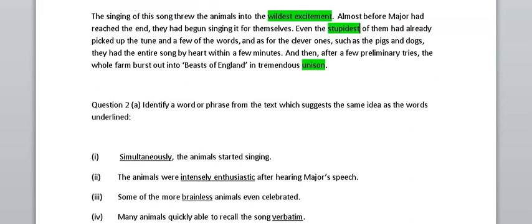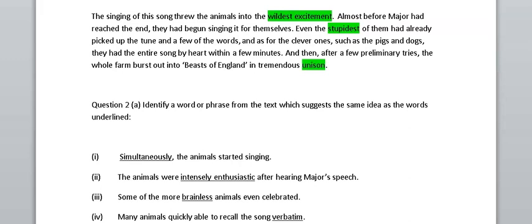So that is 3 out of 4. We've got one more to go, guys. Now the last one is for all of you brain boxes out there, and it requires you to understand what the word verbatim means. And I'm just going to read out the sentence.